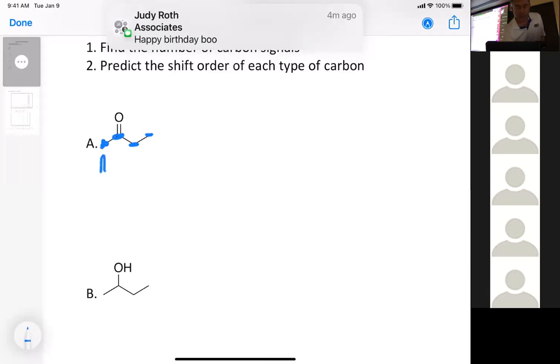And I'm going to label them A, B, C, D. Okay, which one's going to be furthest downfield? The carbonyl, right? It's B. That's going to be all 200 because it's a ketone, right? So we're going to have 200 over here and 0 over here. And so we're going to have 1 peak there at the 200 for the ketone.